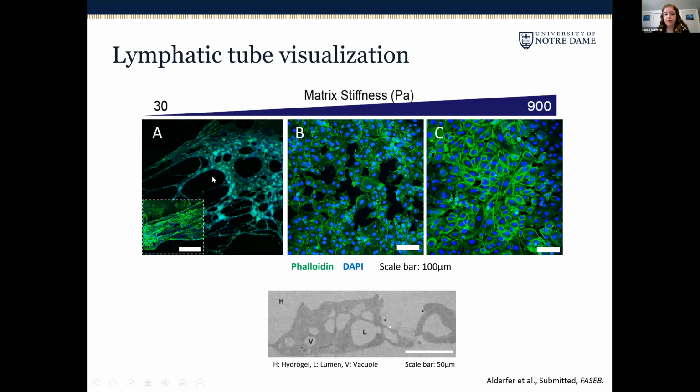So on our softer gels, the LECs will tend to bind to themselves and form these junctions, whereas on our stiffer gels, the cells will tend just to bind to the substrate and not form these vessel-like structures. And then looking at TEM, we can see that as well, they're forming these vacuoles and lumens. And so that is telling us that we believe from this that, yes, they would be characteristic vessels that we'd expect to see in a mammalian model.